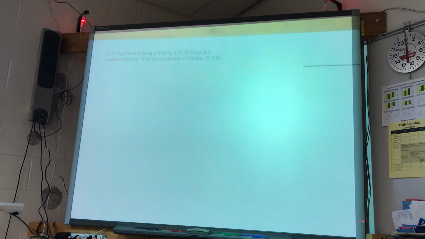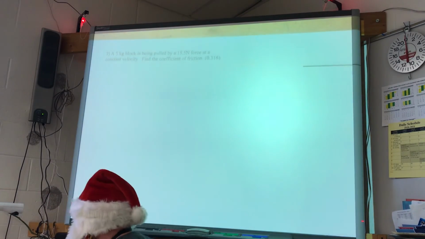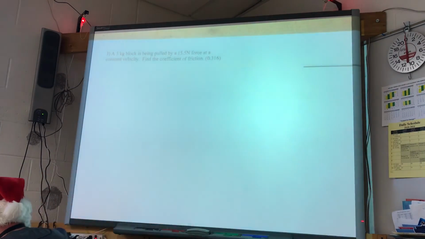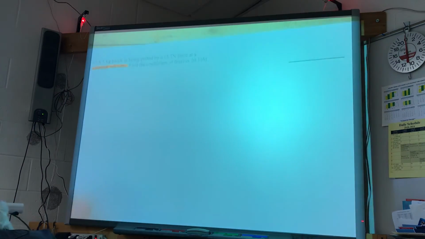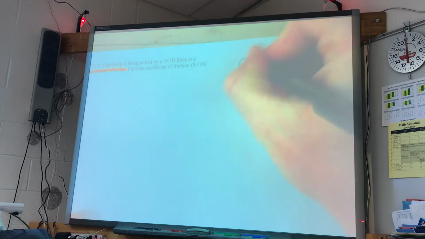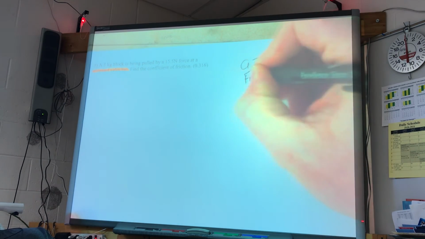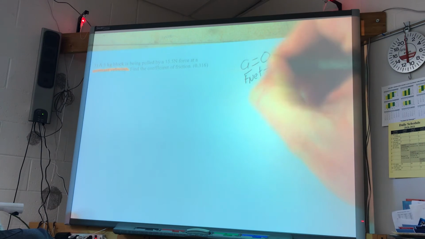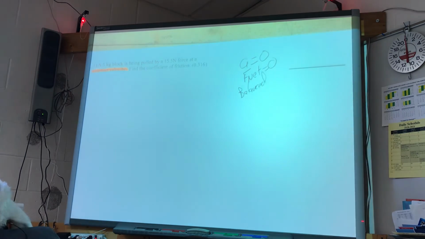All right. So that was 5 minutes. A 5 kilogram block is being pulled. Constant velocity tells me my acceleration is 0, which means my F net is also 0, which means my forces are balanced. Okay, so that's kind of something to keep in mind as we do this.